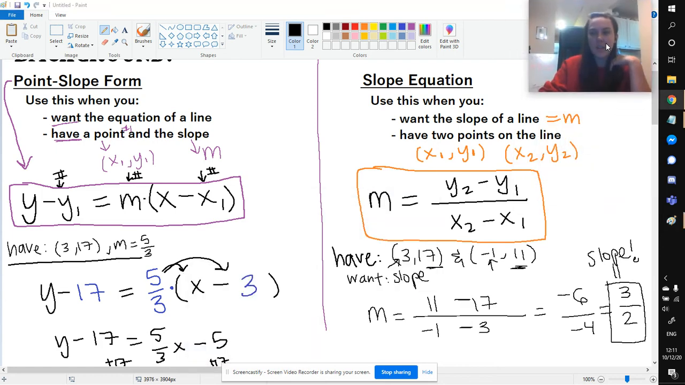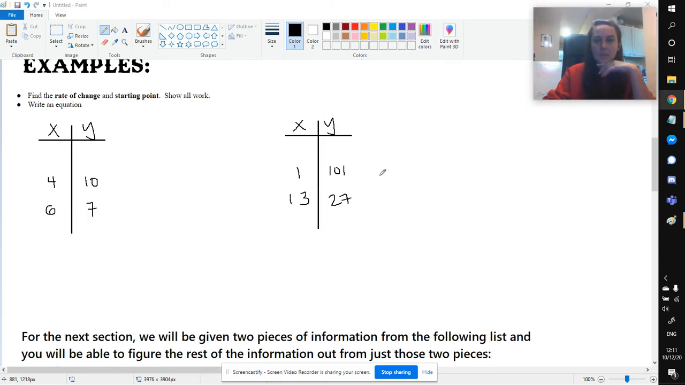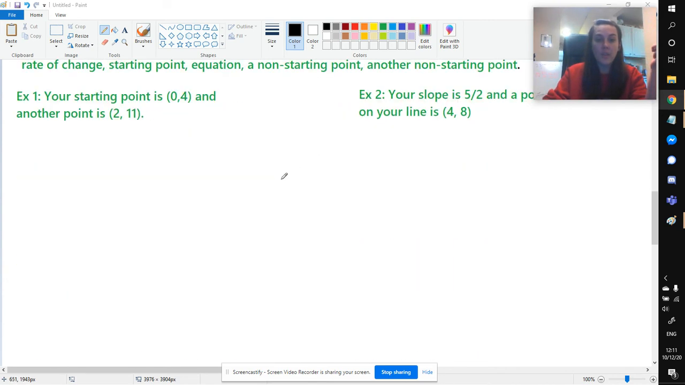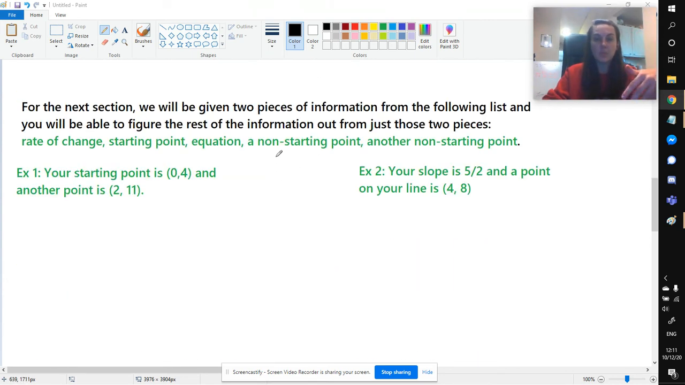So getting to your assignment. Here's kind of the 2 versions of the questions on your assignment. One, you're going to get a table that does not have the starting point filled in, and we're going to want to find the rate of change, the starting point, and the equation. And then there's going to be a couple questions in the bottom where you're going to have the rate of change, the starting point, the equation, a non-starting point, or a second non-starting point, and I'm going to ask you to basically fill in the rest of these items. You're going to be given 2. And that's all you need. That's why the worksheet is called You Don't Need a Lot, because you only need 2 of these to be able to find all of them.